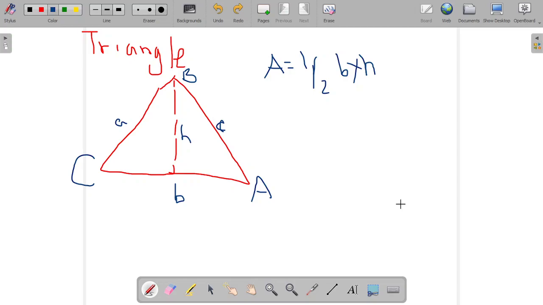In this section, we shall be looking at triangles. So here is the diagram of a triangle. The triangle is a plane shape that has three sides, and there are various types of triangles.